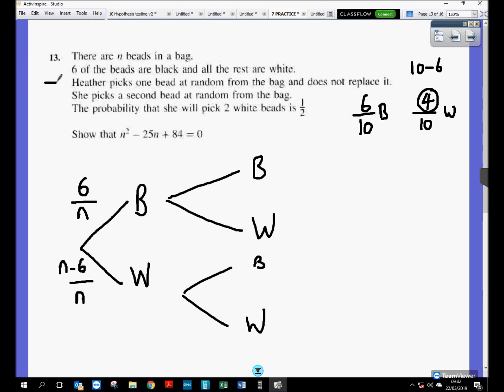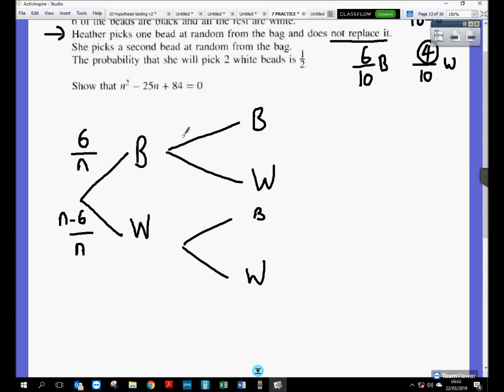Now, there's some very important information here. Heather picks one bead at random and does not replace it. If she does not replace it, that means second time round, there will be one less bead in the bag. So the second set of branches will all be out of n minus 1, because there's one less in the bag.